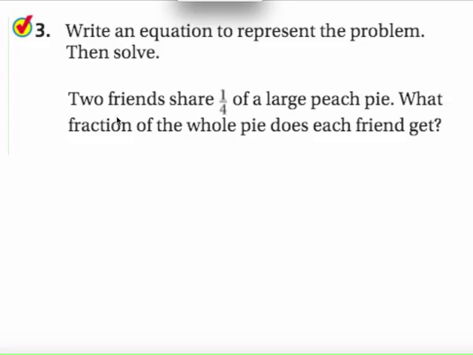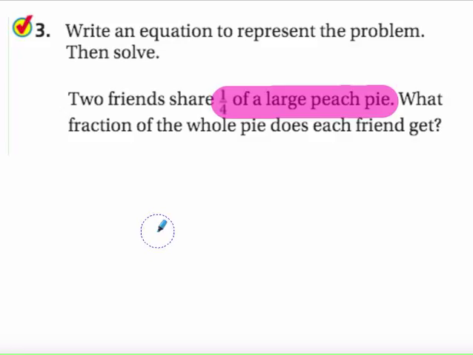Okay, so two friends share 1/4 of a large peach pie. What fraction of the whole pie does each friend get? Well, what you do in a problem like this is first we have to identify what is being split up. Is the two friends being split up, or is the 1/4 of a large peach pie getting split up? Well, in this case, this is what's being split up. Then we have to ask ourselves, how many groups are we going to split this large peach pie into? Well, it looks like 2.